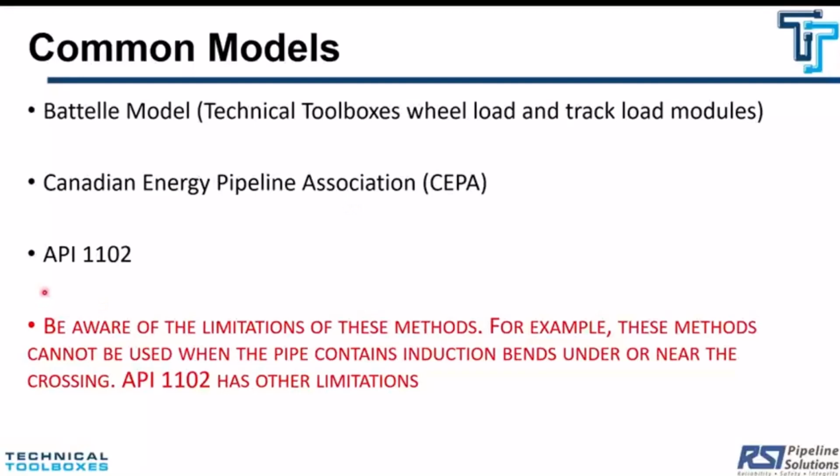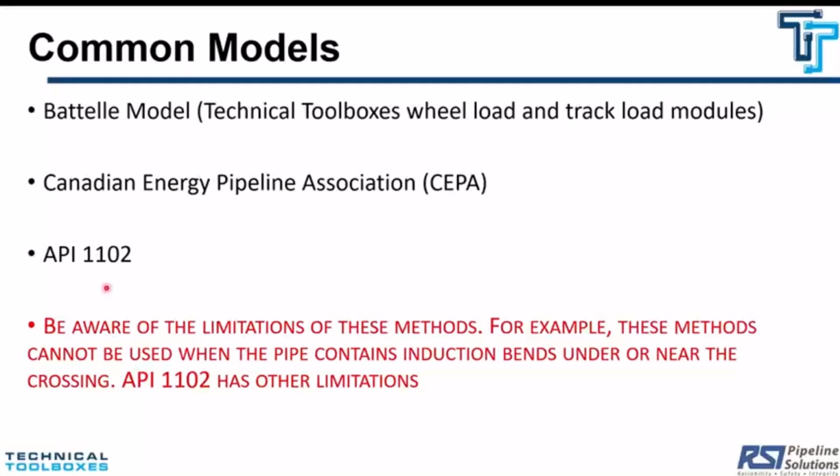There is also API 1102. The API 1102 model is based on a recommended practice. API 1102 is a published report, a recommended practice by API, and it handles surface loading analysis for highway and train, okay? So if you have a highway that crosses your pipeline or a train track that crosses the pipeline, you can use API 1102. And there are two additional modules in Technical Toolboxes that use this API 1102 model.